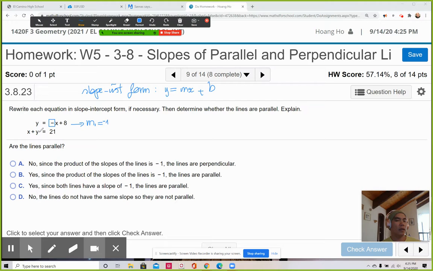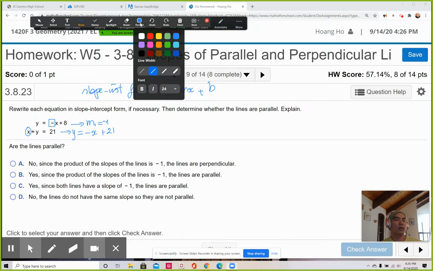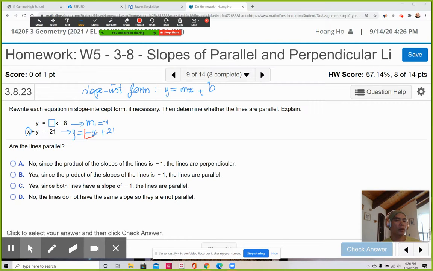Okay, so from here, I want to solve for y. So I don't want the x here, I move the x to the right side. So y equals x moves to the right side and becomes negative x, and 21 is already on the right side. So as you see, the slope is also negative 1 right here. So for the second line, the slope m2 equals negative 1. You see two slopes equal each other. So therefore, the two lines are parallel.